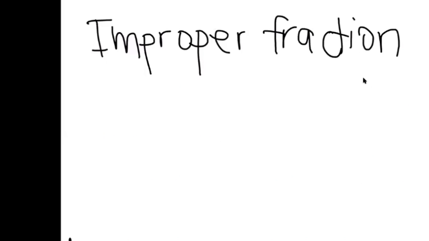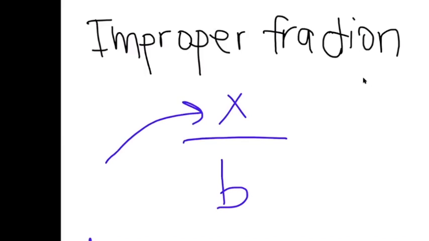We're going to go now into what is an improper fraction, okay? So when we talk about improper fractions, what we're talking about is when we have a fraction, right? Whatever's on the top and whatever's on the bottom. When it's improper, our numerator is a bigger number than our denominator, okay?